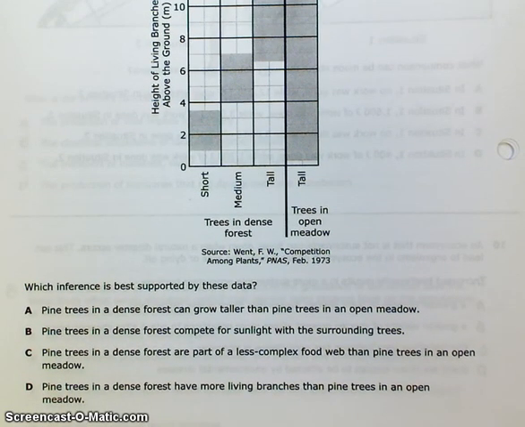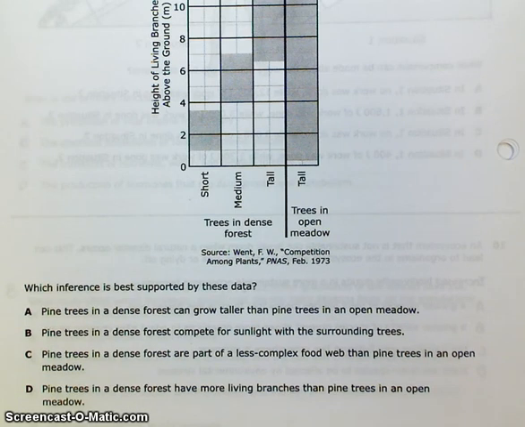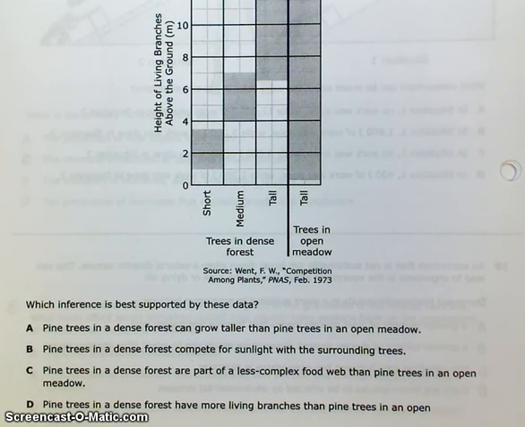Which inference is best supported by these data? A, pine trees in a dense forest can grow taller than pine trees in an open meadow. B, pine trees in a dense forest compete for sunlight with the surrounding trees. C, pine trees in a dense forest are part of a less complex food web than pine trees in an open meadow. D, pine trees in a dense forest have more living branches than pine trees in an open meadow.